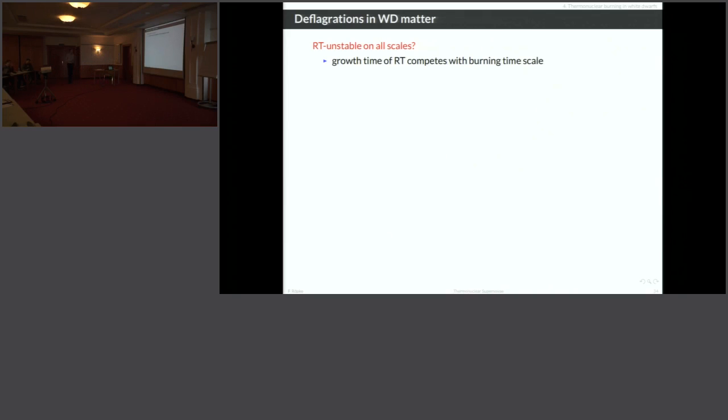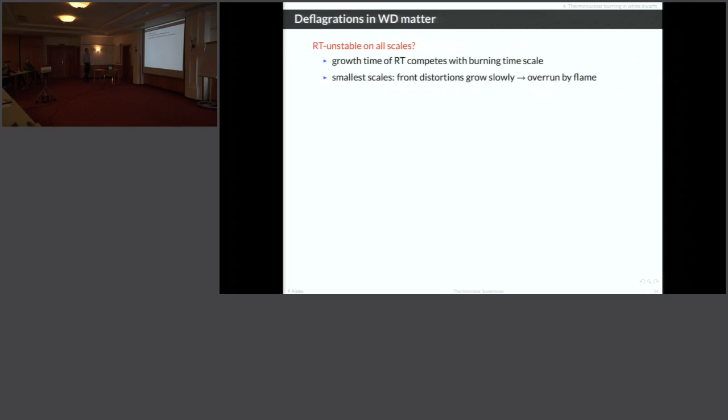Okay, so one question to consider is: is the Rayleigh-Taylor instability active on all scales? So is the fluid, or the situation, unstable on all scales? In order to find out, one has to compare the growth time of the Rayleigh-Taylor instability, which you can get from a linear stability analysis, with the burning time scale. And there's a competition between these two in the following sense.